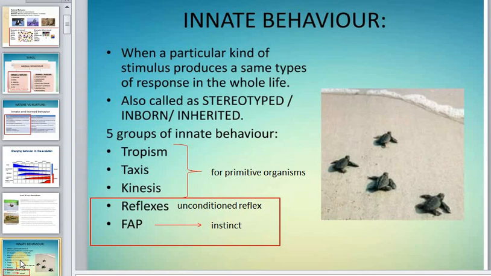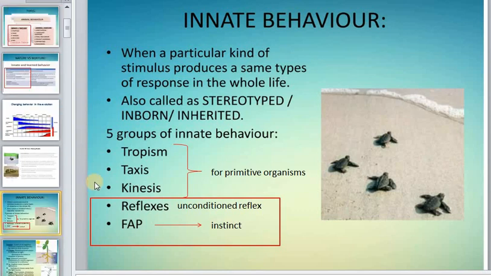And here we see the innate behavior forms. There are 5 groups of innate behavior: for primitive organisms, tropism, taxis, kinesis, and for higher forms, reflexes, but not just reflexes, the unconditioned reflex, and FAPs, instincts. So let's start to discuss all these groups.